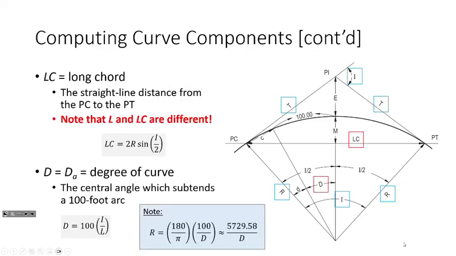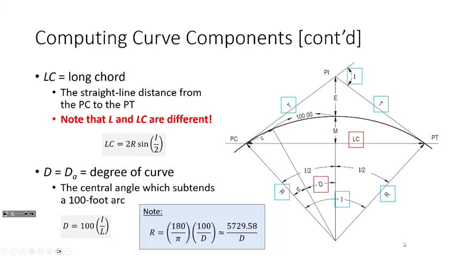Okay, now, long chord. Again, similar trig. I'm trying to determine this distance right here. Note that L and LC are different. They're not the same thing. L is the arc length along the curve. LC is if I were to strike a tape from PC to PT and mark the straight line distance. So they are different.